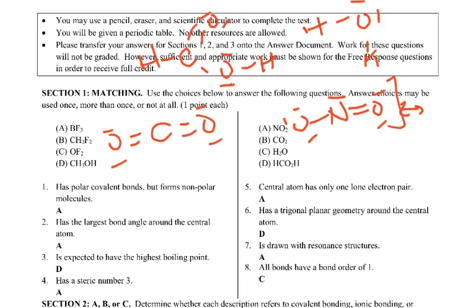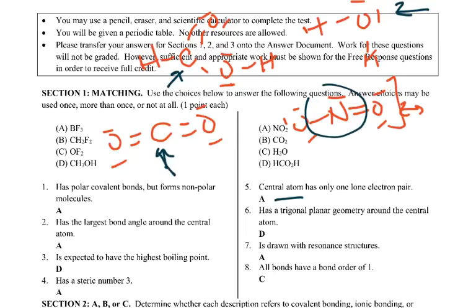So now, which central atom has only 1 lone electron pair? Okay, and that looks like this guy here, the NO2 minus, because this has no lone pairs on this carbon. This has no lone pairs on that carbon. This has 2 lone pairs on that central atom. So it has to be answer A, the NO2 minus. Which has a trigonal planar geometry around the central atom?